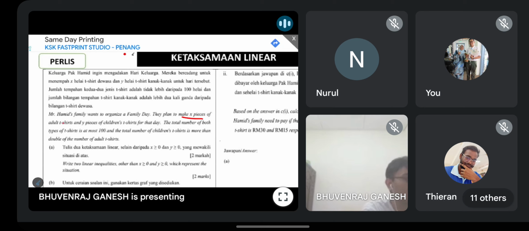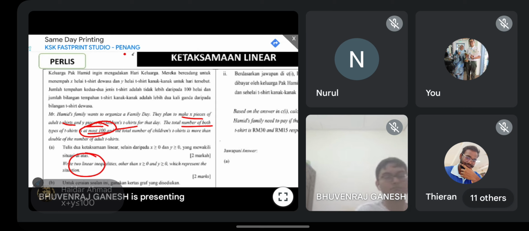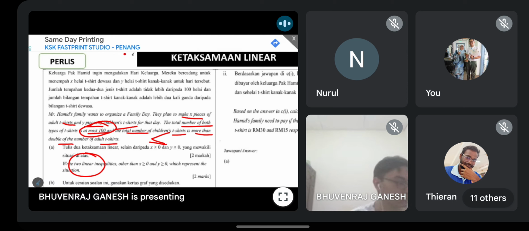So they say x pieces of adult t-shirts, y pieces of children's. Total number at most. Okay guys, first inequality. Can you all type it out for me? They only ask for 2 over here. Okay, correct. At most means less than or equal to. And then the next one: total number of children's t-shirts is more than double the number of adult t-shirts. y greater than 2x. Okay, correct. So everyone refer to Haida's answer. That's the 2 answers for question A. So yeah, this is how you do it.